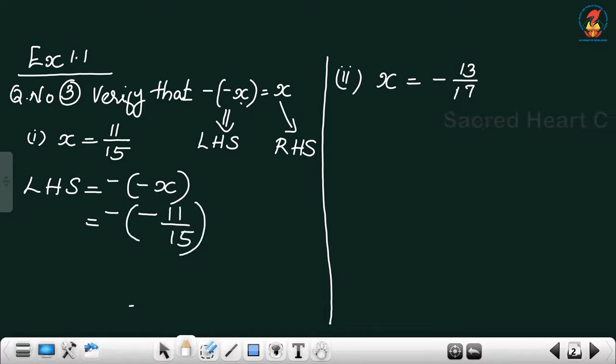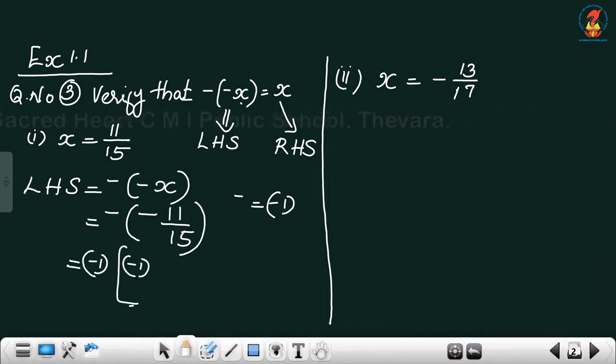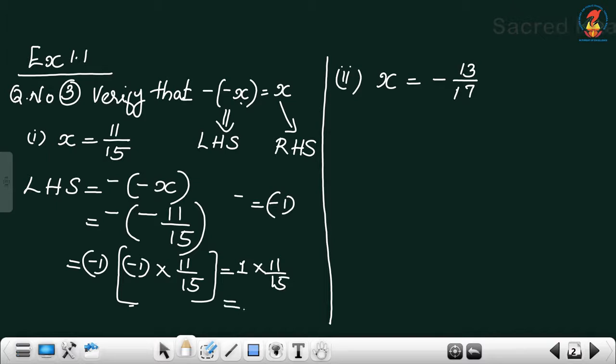Then negative of negative. So negative means it is a negative 1. Okay. So negative 1 into again negative 1 into 11 by 15. Then negative 1 into negative 1, what is the result? It will be positive 1. Therefore, 1 into 11 by 15. Then what is 1 into 11 by 15? 11 by 15.